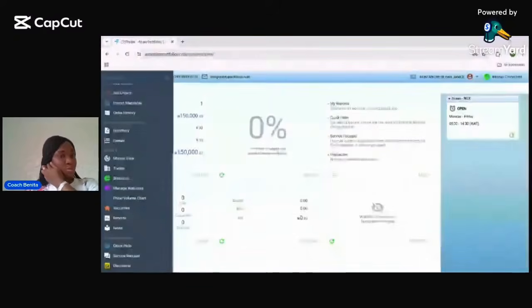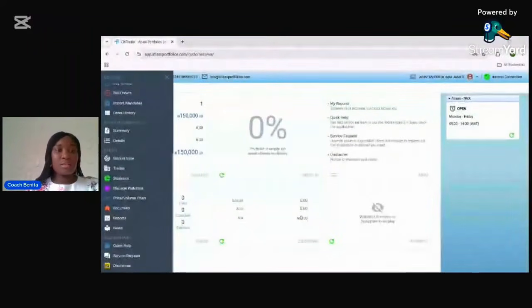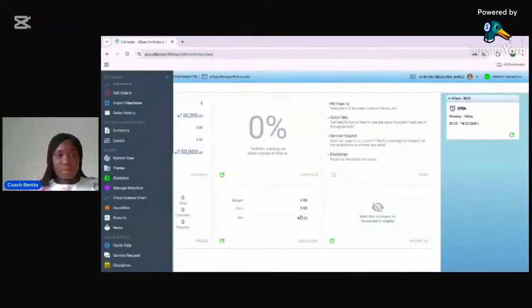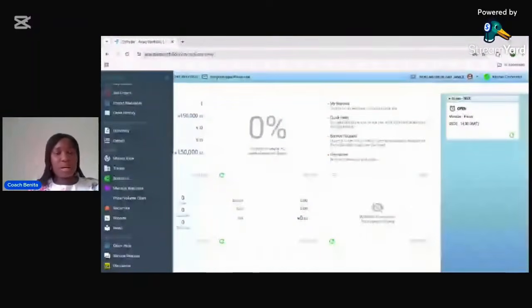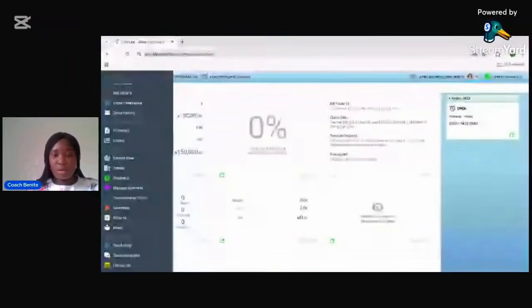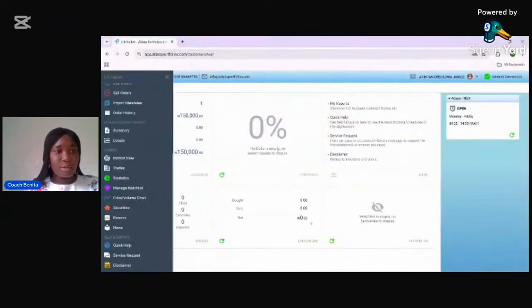Our topic for today is mastering the art of trading in the stock market. So, without wasting time, we'll go straight into Atlas Portfolio accounts because we're going to be using the platform as a basis for our trading. I'll take us straight into that platform and we'll begin from there.